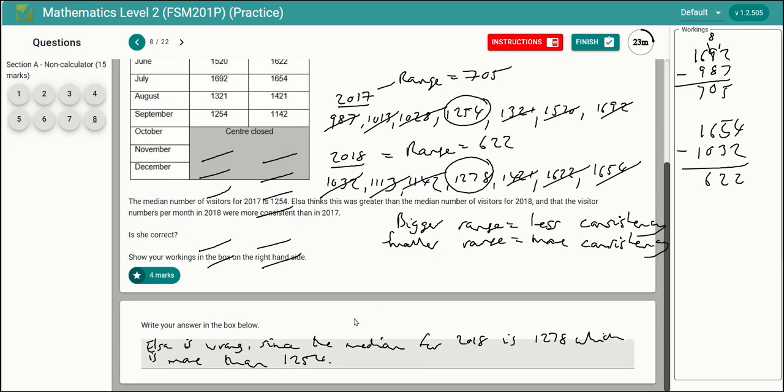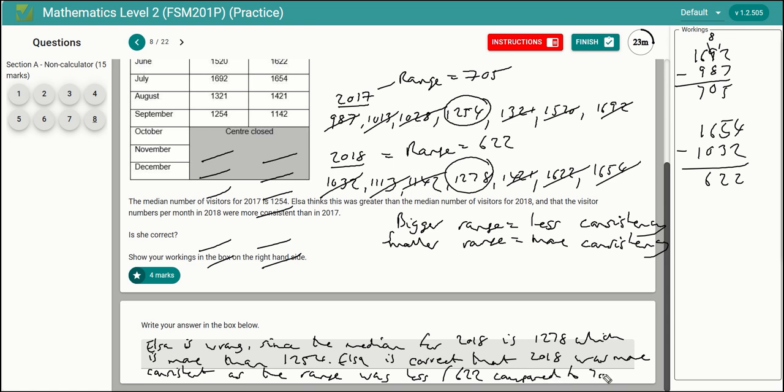So let's just scroll down. So Elsa is correct that 2018 was more consistent, as the range was, would you say the range was less? You could say 622 compared to 705 in 2017. There we go.